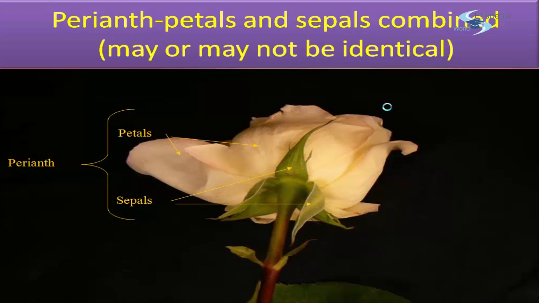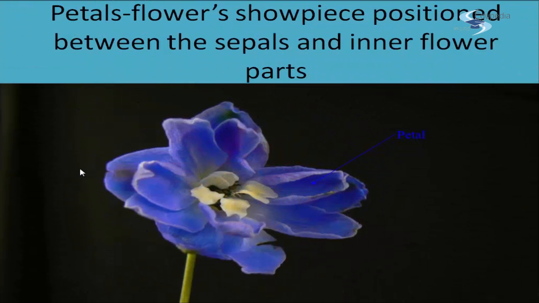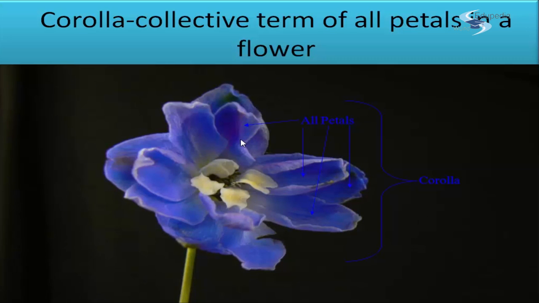So what is perianth? Perianth is petal plus sepal combined, which may or may not be identical. This is the difference between perianth and tepals. Petals are the flower's showpiece, positioned between the sepals and the inner flower parts. This is the corolla, the collective term for all the petals inside the flower.